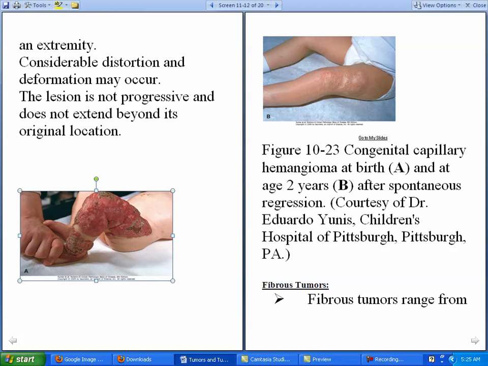Now we're going to discuss the second type of tumor, which is actually a fibrous tumor, and we will discuss it in the next section.